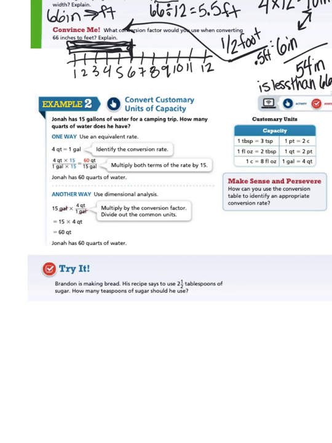Units of capacity. Have you cooked something ever? Well, now we are talking about units of capacity. These are things we talk about when we're talking about liquids and things like that. So we have tablespoons, teaspoons, pints, cups, quarts, gallons, fluid ounces, cups, all of these different things.